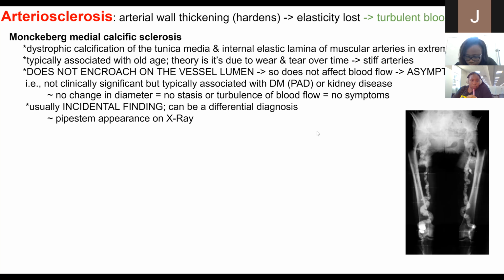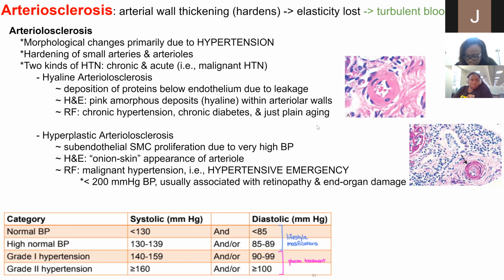So we're going to move on from that. Next, we have your arteriolosclerosis.